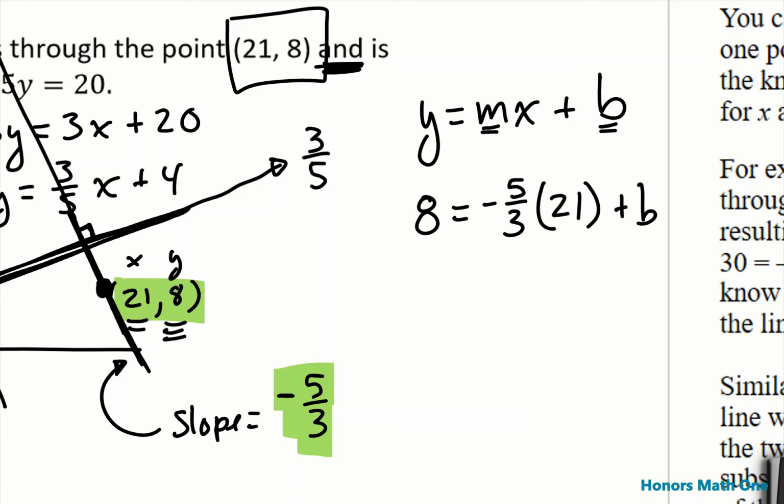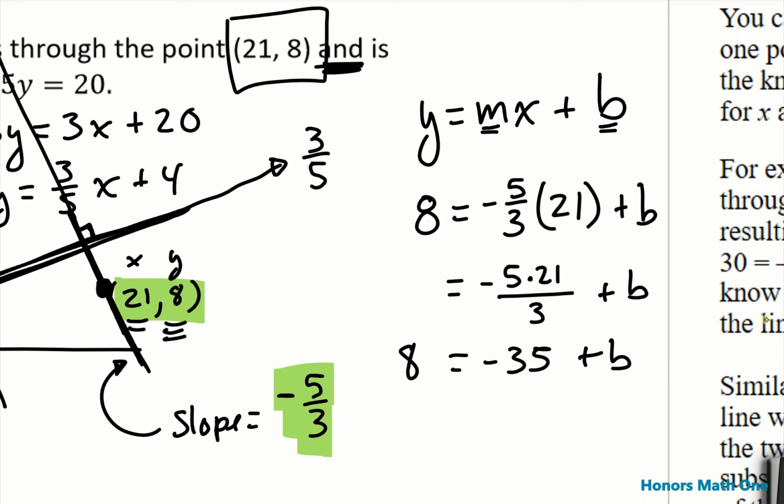Well, when I look at that, I can see 21. I can write it like this. This is equal to negative 5 times 21 all over 3 plus b. Well, 21 divided by 3 is the number 7, so this turns out to be the number negative 35 plus b, and don't forget we've got this 8 here as well. So in order to get b by itself, I'm just going to add 8 to both sides, which gives me 43, I believe. If I add 35, 8 plus 35 is 43, is what b is, right?